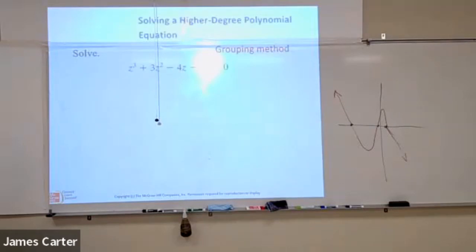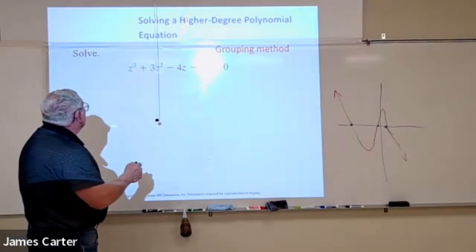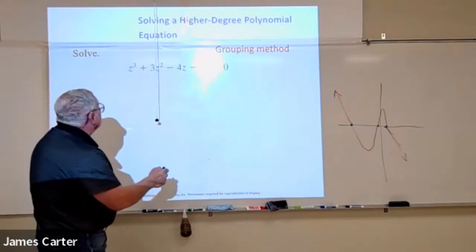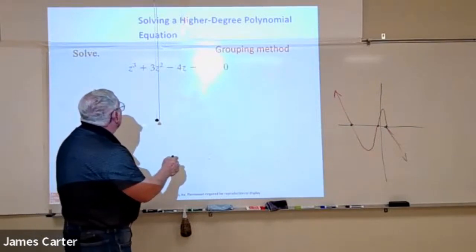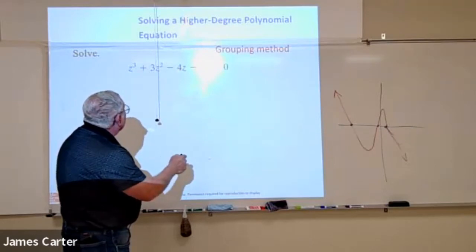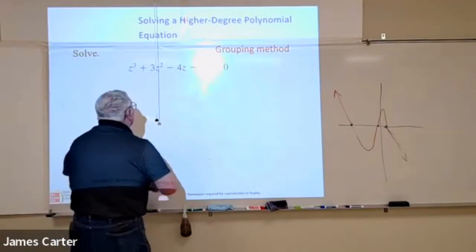Well, what about this one? Ooh, 4 terms. Factor by grouping. Like you've got a couple on your worksheet. Okay. Well, I can factor a z squared out of this and it'll leave z plus 3. If I look at these two, I can factor a 4 out of this and it will leave z plus 3. So let's break it down this way.